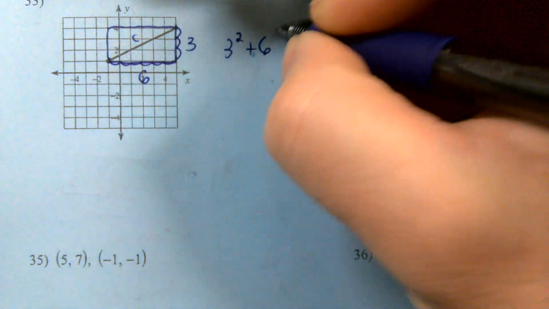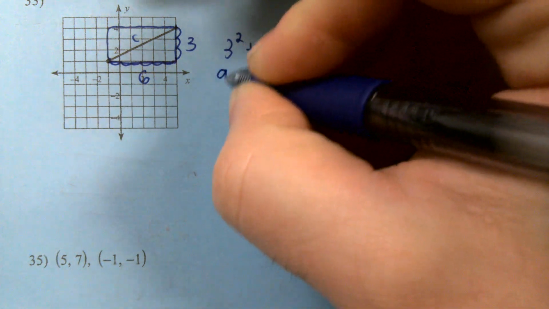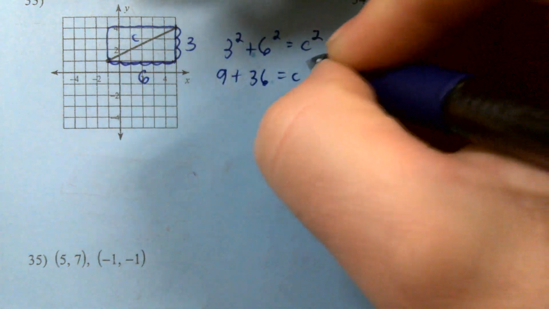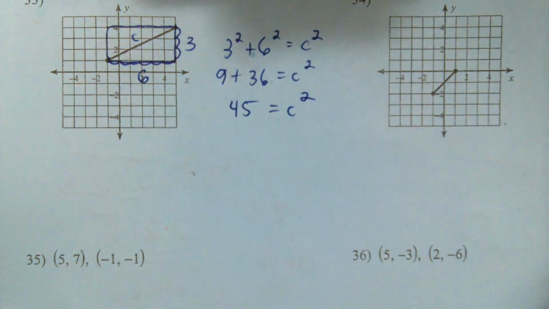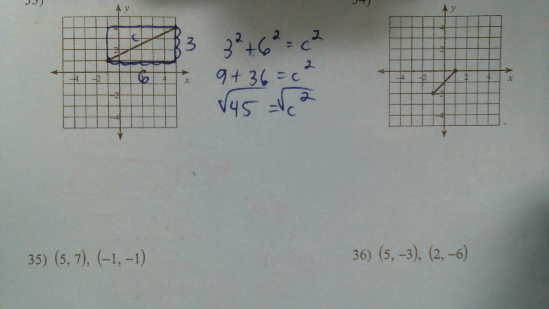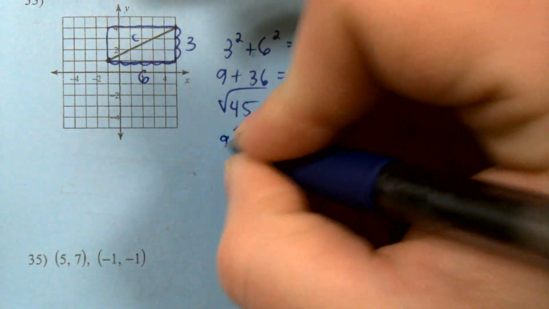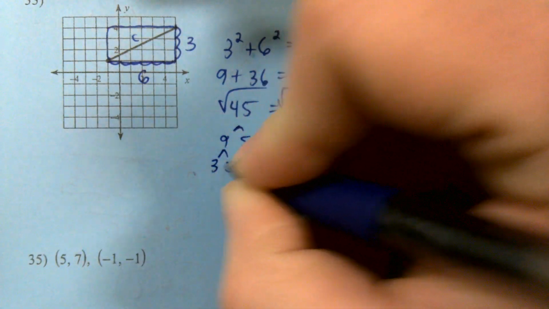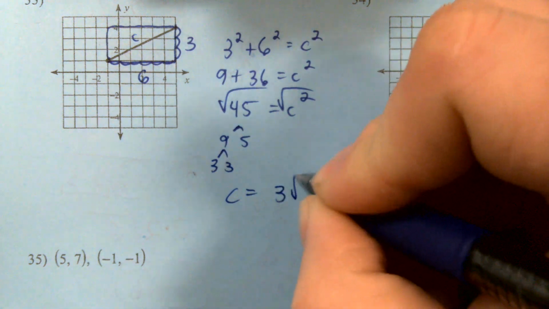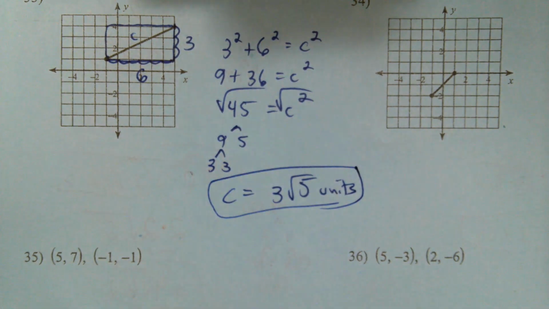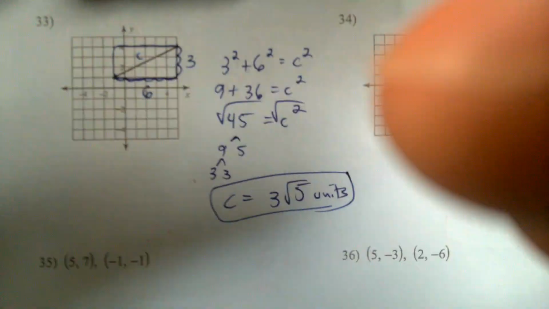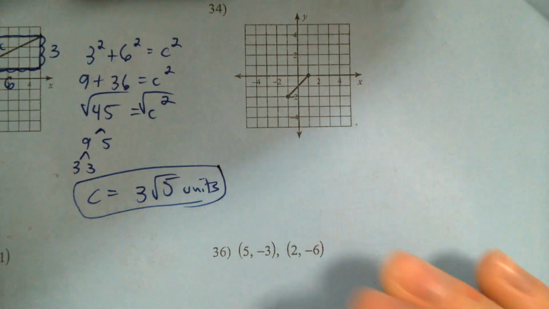3 squared plus 6 squared equals c squared. 9 plus 36 equals c squared. 45 equals c squared. And then we take the square root of both sides. 45 is 9 times 5. 9 is 3 times 3. So we get c is equal to 3 root 5 units. Don't forget units, we're talking about distance, so we need units. No plus or minus needed, though.